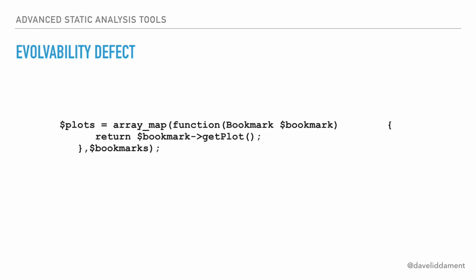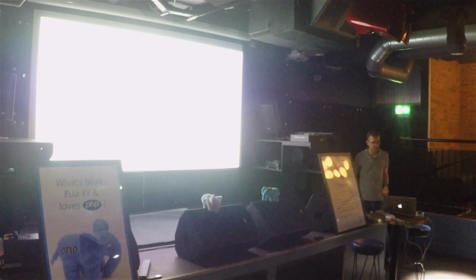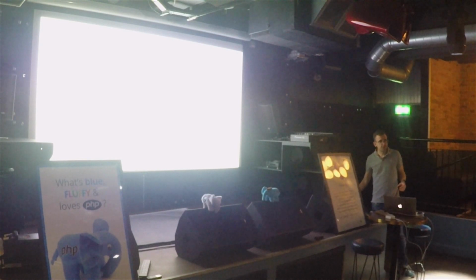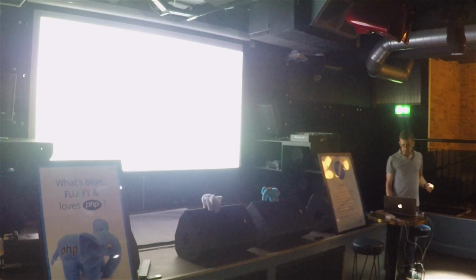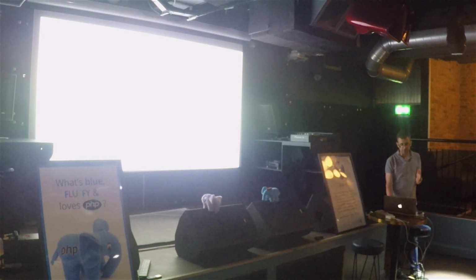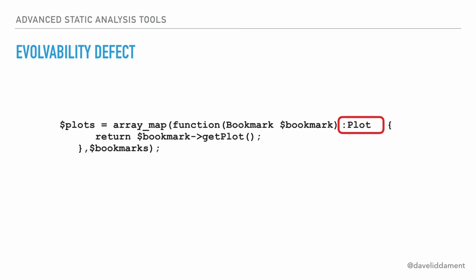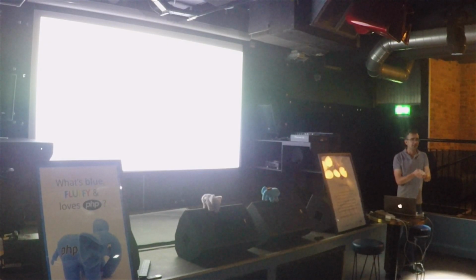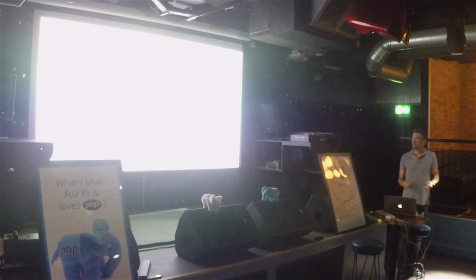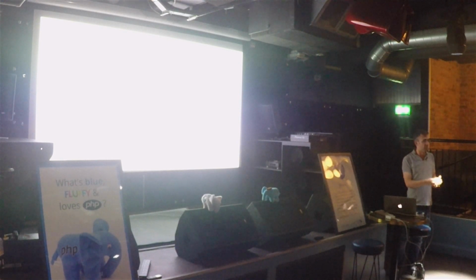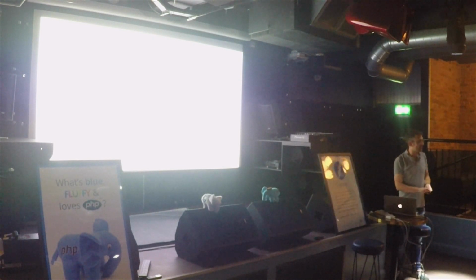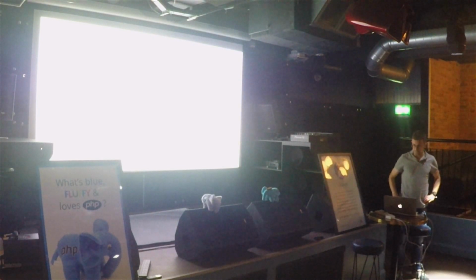We had an evolvability defect here. Can anyone see what that evolvability defect is? Well, I had type hinted our anonymous function with bookmark, but what I hadn't done, and this is PHP 7.1, I hadn't said what the return type was. In fact, until I saw this warning come up in the static analysis tool, I didn't even realize that you could actually apply return types to anonymous functions. I mean, there's no reason not to, but I hadn't thought about it. I never had done, and now I've seen this, I've learned it's improved my PHP.